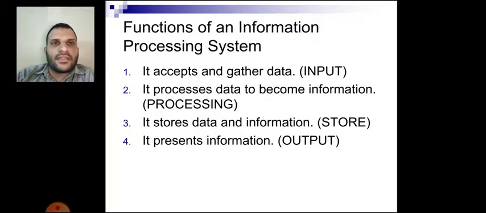Then what are the functions of an information processing system? There are four functions. It accepts and gathers data, that is called input, and processes the data to become information, that is called processing. And it stores the data and information, that is the storage or permanent storage concept. And it presents the information, that is output. Therefore, the functions of an information processing system are input, processing, storage, and output.